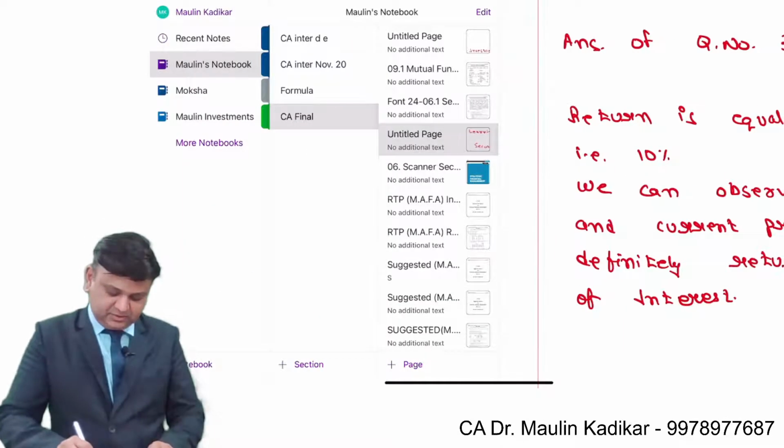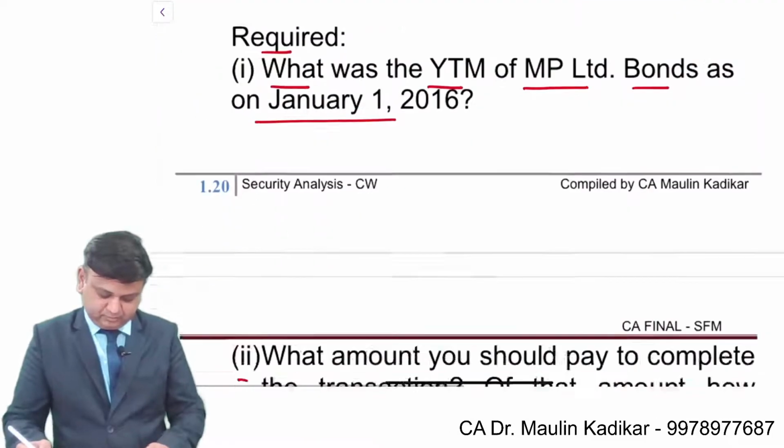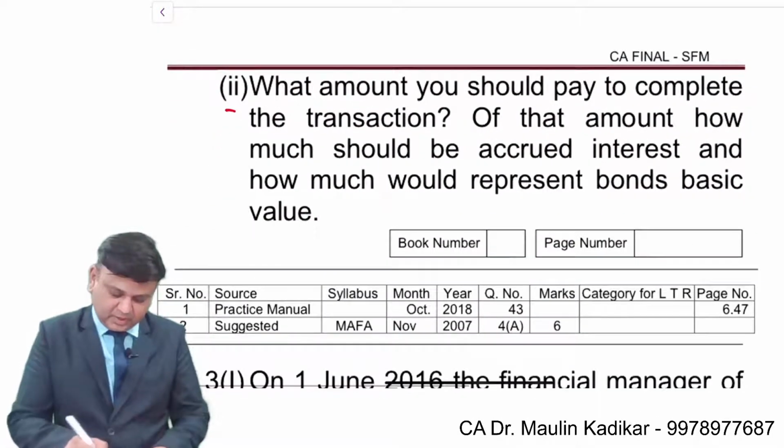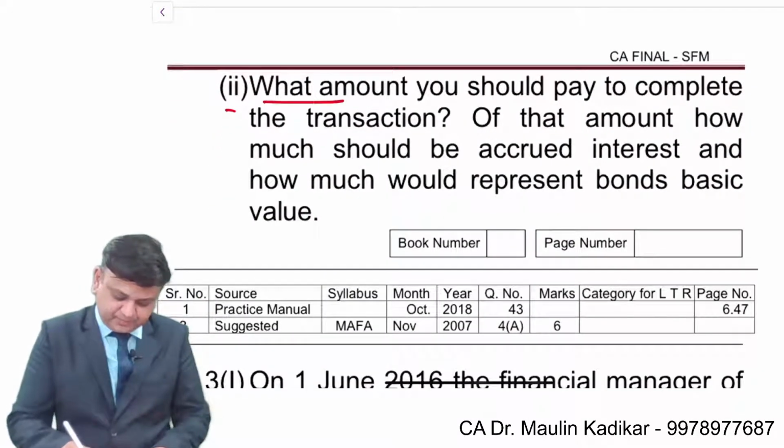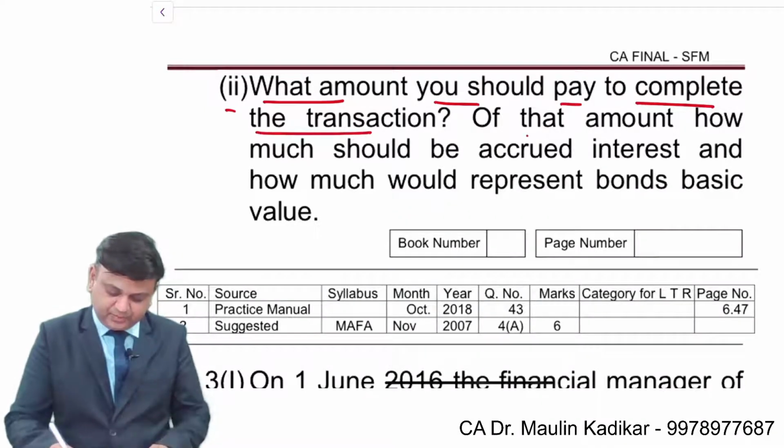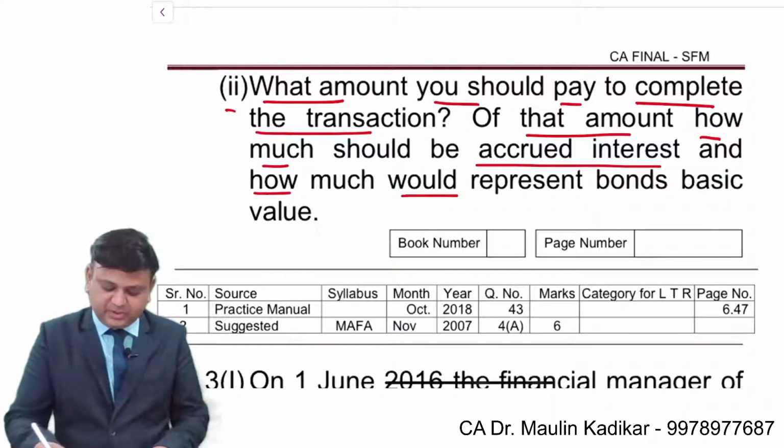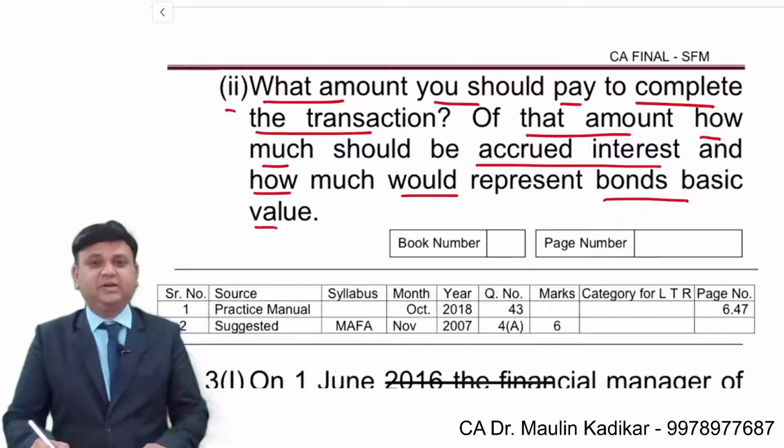Second part of the question. What amount you should pay to complete the transaction? Of that amount, how much should be accrued interest and how much would represent bond's basic value? That is the question.